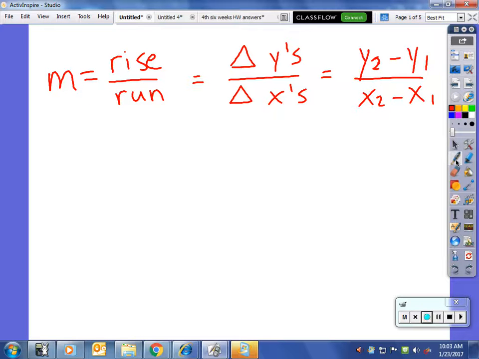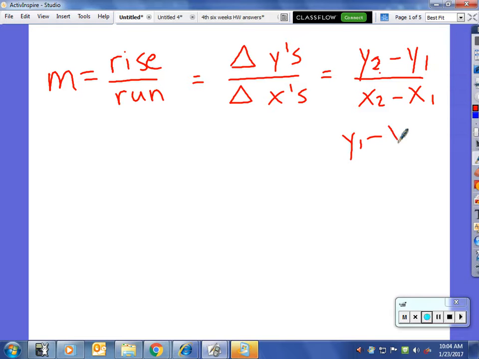And it doesn't matter. You don't have to subtract big minus small. Absolutely not. But you do have to stay consistent. Like sometimes you could even write it like this: y1 minus y2, but then the bottom would have to say x1 minus x2. So let's talk about some places where kids end up messing up here. First of all, not staying consistent. Whatever y value you start with, you must start with the x value on the bottom of that same point.